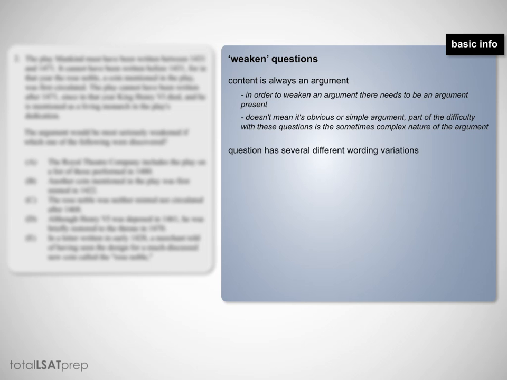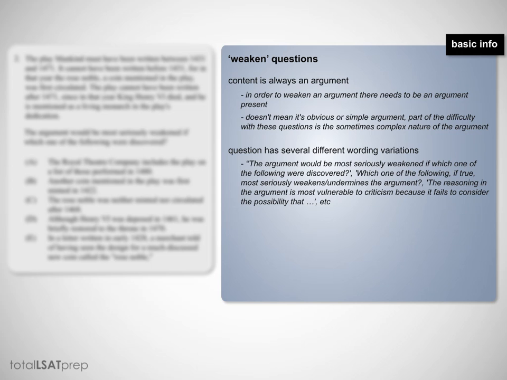The question has several different wording variations. Here we have "the argument would be most seriously weakened if which one of the following were discovered." "Seriously weakened" obviously lets us know that it's a weaken question. We could also find "which one of the following, if true, most seriously weakens or most seriously undermines the argument," or "the reasoning of the argument is most vulnerable to criticism because it fails to consider the possibility that," and then one of the answer choices, and things along those lines.